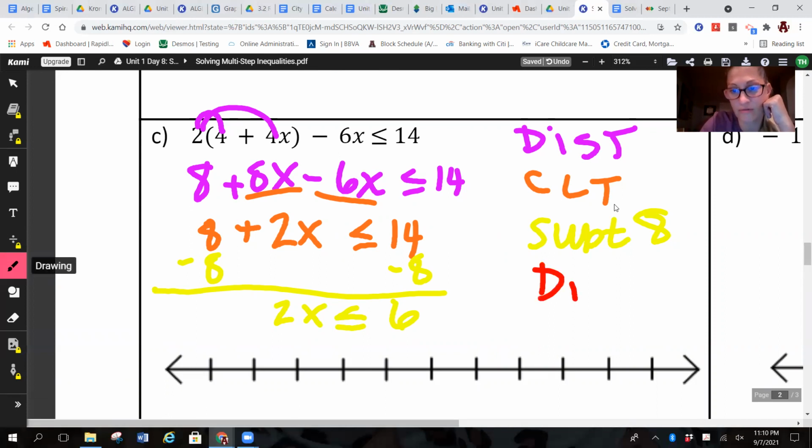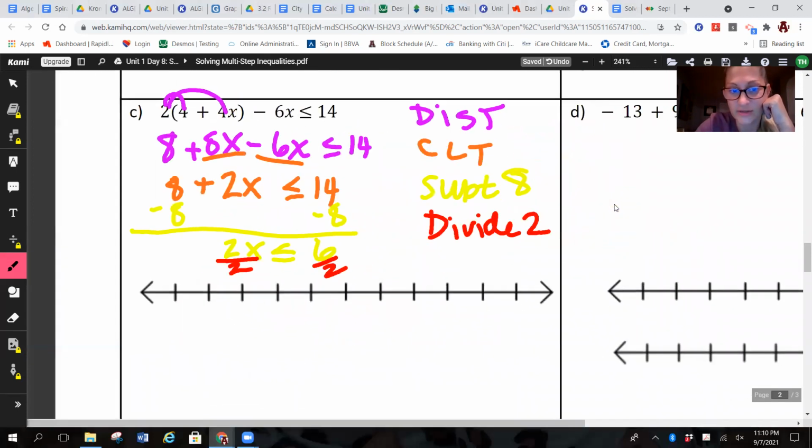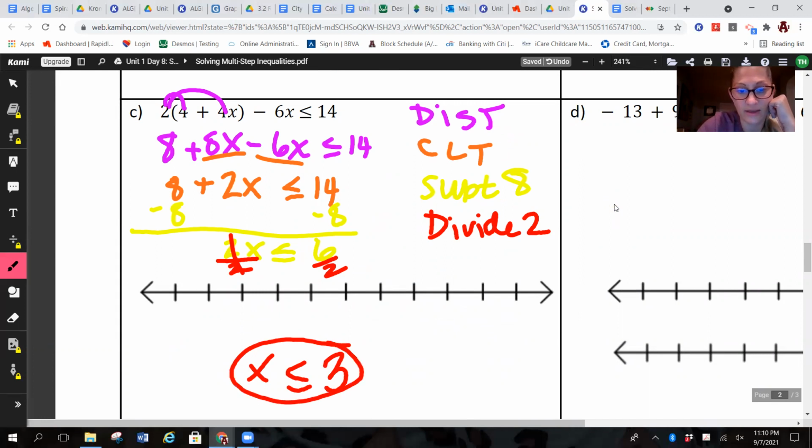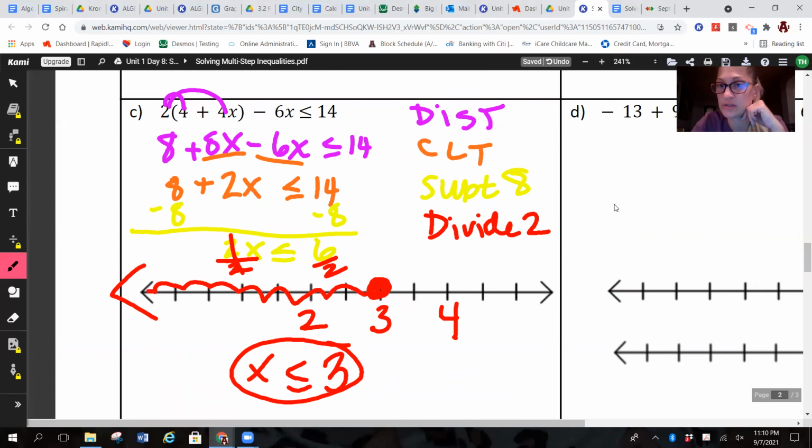Now I'm going to divide by 2. Dividing by a positive doesn't do anything. Don't change it. So x is less than or equal to 3. All of the answers that are the solutions are less than or equal to 3. So put your 3 on your number line. I know that's 4 and I know that's 2, and I need to go less than 3, which is this way. Those are the solutions.